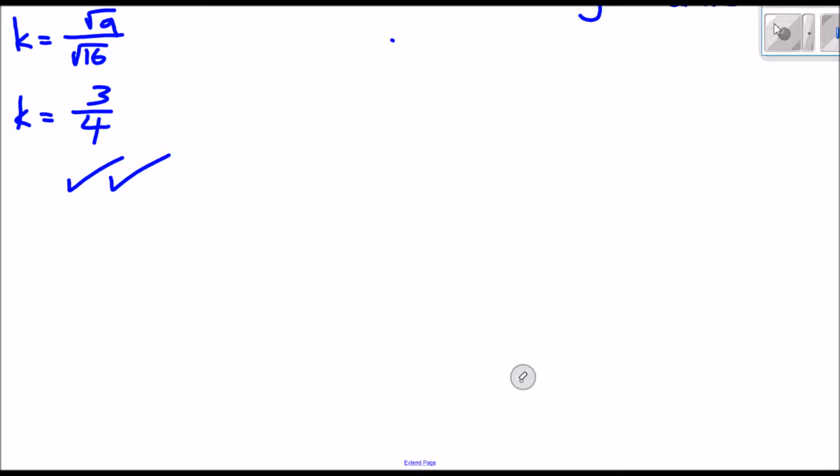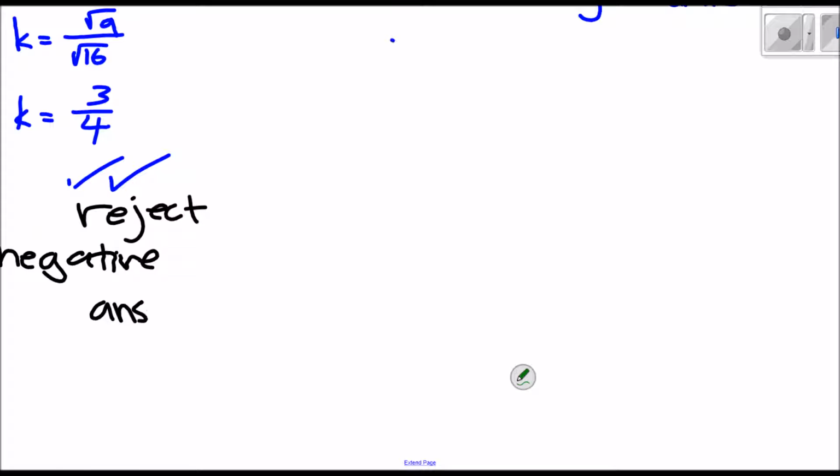Okay, so what I was talking about was the fact that we need to reject the negative answer to the square root. Okay. Interesting. So you might just write that. There you go. Reject the negative answer. Reject negative answer. Okay. Because in this context we can't have a negative answer. We would have negative lengths and all that kind of thing. So that's why we have to reject the negative answer for now. Okay, let's continue on.